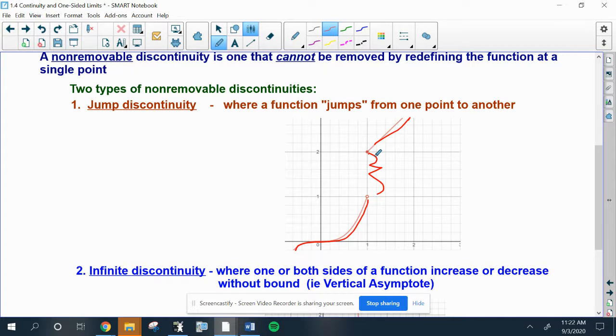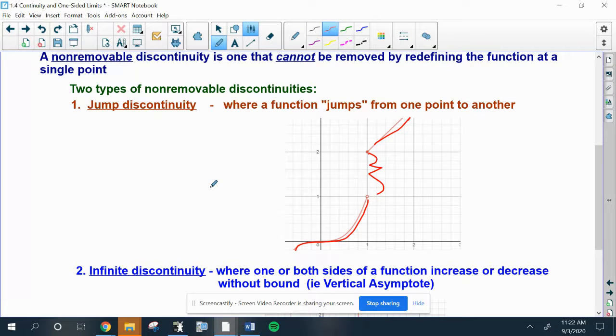So if I ask you, is the discontinuity removable or non-removable? If you say it's a jump, then you're right, because a jump is a non-removable discontinuity.